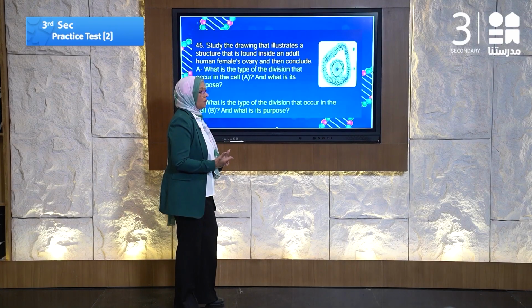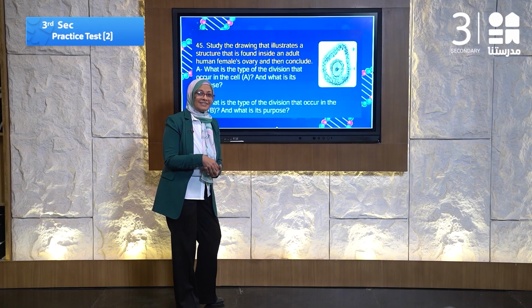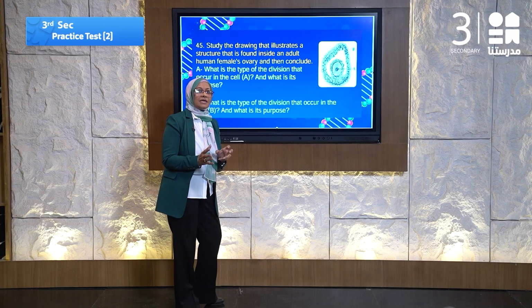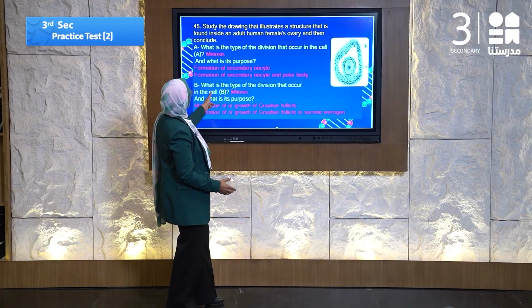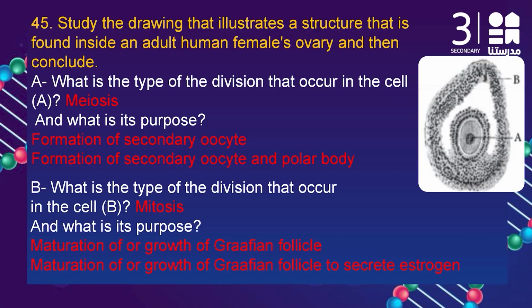A has one cell only inside the ovary. One cell inside the ovary will be the ovule. It is produced by meiosis, forming the secondary oocyte and the polar body. Yes, it's a cell division. Its purpose is to produce the secondary oocyte and polar body by meiosis. That's A, inside the ovary.